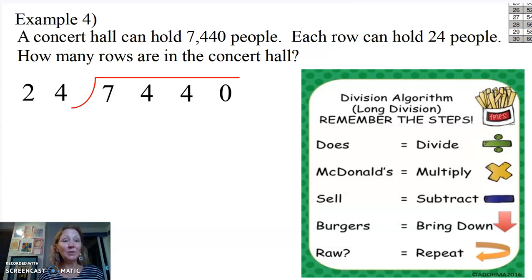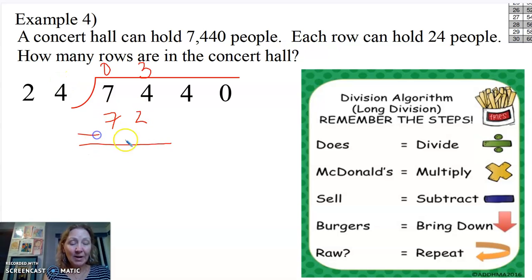Same idea. Here's what I want to do. Can 24 go into 7? No. Can 24 go into 74? Yes. And I'm going to give you a multiplication chart that goes up to 30s, so you can handle it. All right. So now, when I look at my multiplication chart, 24 goes into 74 3 times. 24 times 3 is 72. I subtract. I get 2 left over. I bring down the 4. Hey, 24 goes into 24 one time.